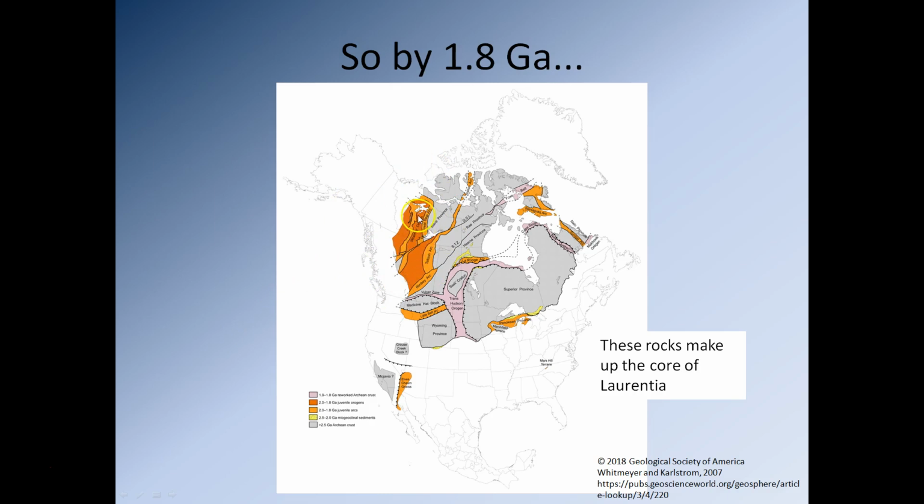And you can actually see it marked out here. It's called the Wopmay orogeny. It's this kind of dark orange band right here, which continues down into here. So there's this orogeny that's going to occur down here. So there's going to be a mountain building event here related to the closure of one of these basins.